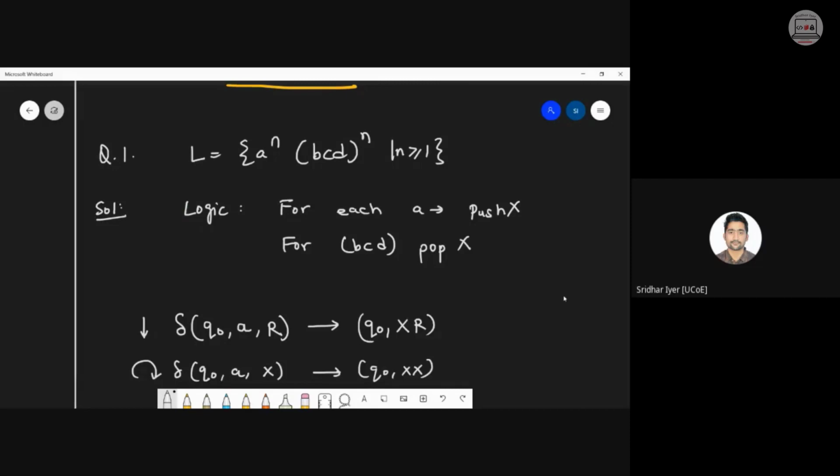Okay, so just have a look. Homework वाला सभी है. The question is a raised to n and bcd raised to n. The logic is very simple, as we know that for each a we need to push one x, and for each term whenever it completes, whenever bcd gets completed, then only we need to pop it.